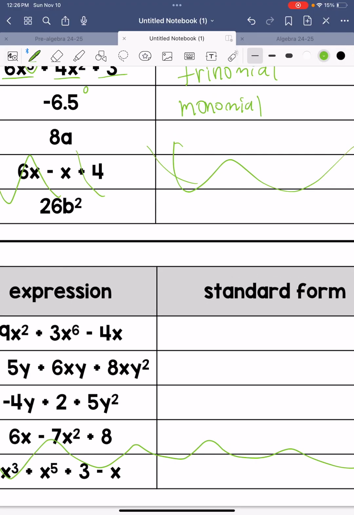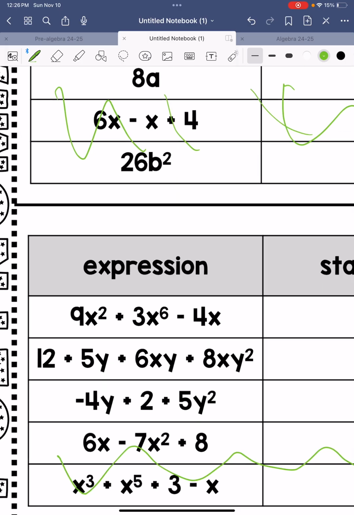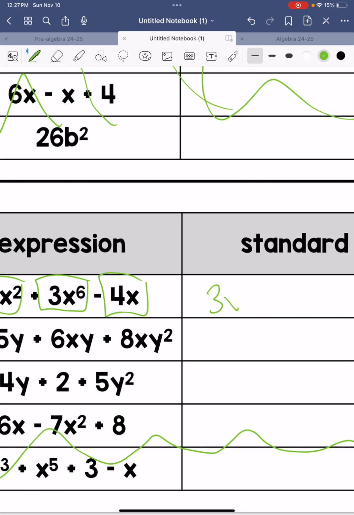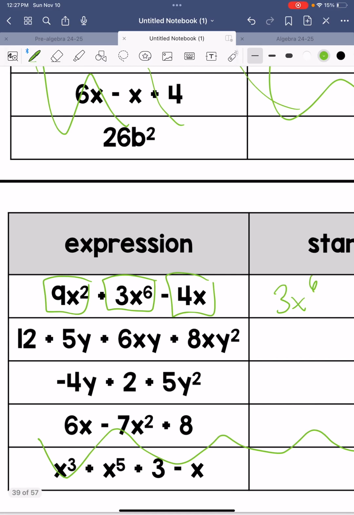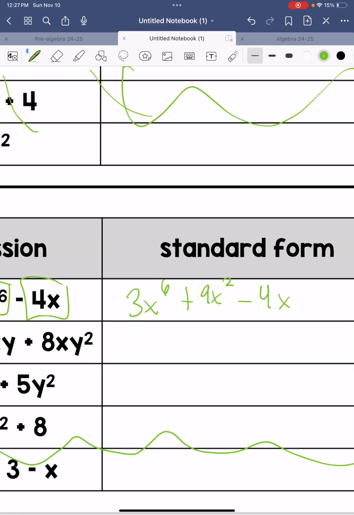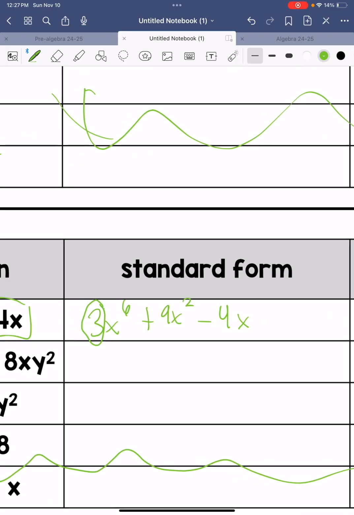Now we're going to practice writing some in standard form. So we're going to go from highest exponent to the smallest. So this has 3 terms. We will call it a trinomial. The highest exponent is 6. So that's the number that I write first. The next highest exponent is 2, so then I write that one. And then there's 1 without an exponent, and that goes at the end. The leading coefficient would be the number in front, which is 3. It's not the highest number, but the number in front. If they asked you about the degree, it would be 6.